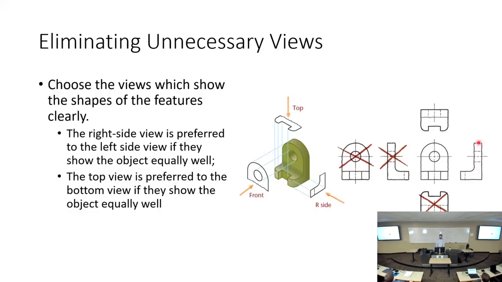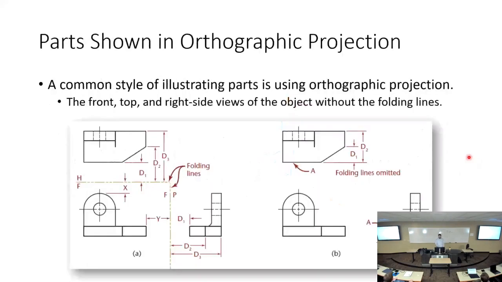Typical orthographic projection is a front, top, right projection. Just in terms of engineering practice, if you had to choose between the right and the left, if the right shows it equally well, you typically choose the right view. And if the top and bottom show things equally well, show the top view. Front, top, and right is sort of the standard for orthographic projection. Speaking of, this is a standard orthographic projection for a given part.